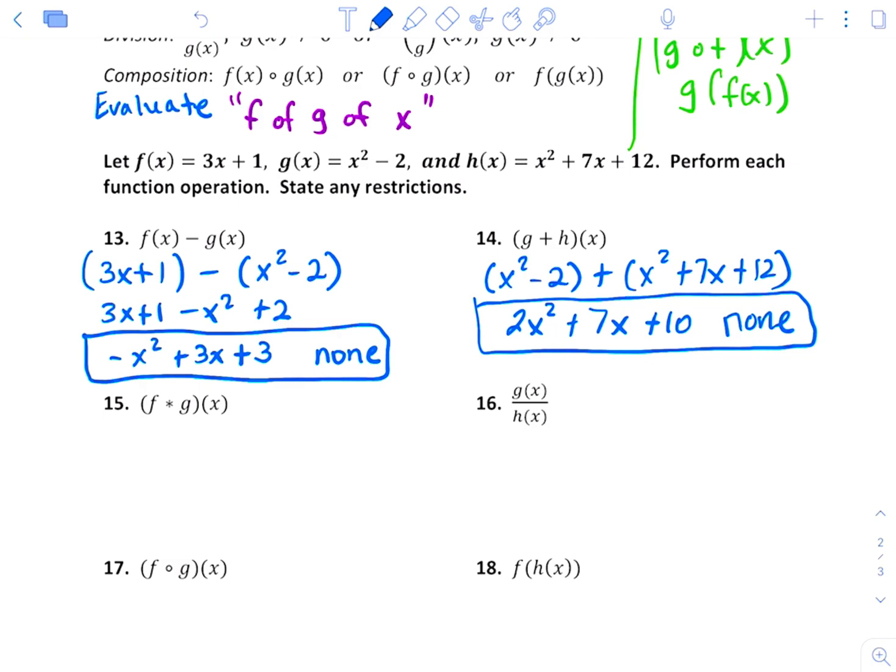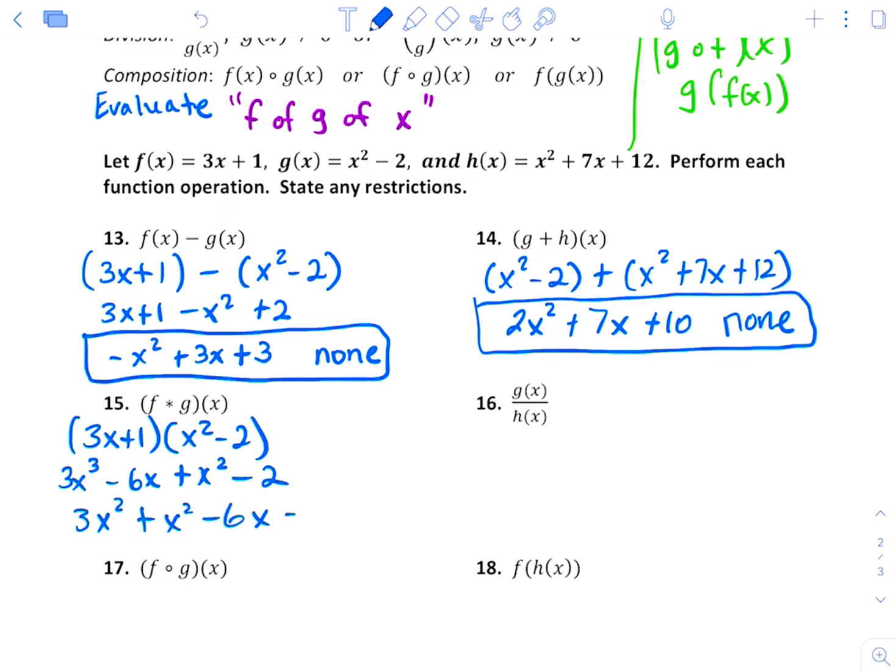So next one, we are multiplying. So 3x plus 1 times our g of x, so x squared minus 2. So I'm going to have to FOIL. So this will be 3x cubed minus 6x plus x squared minus 2. And then I do need to write it in standard form, so I have to write it from highest power to lowest power. So 3x squared plus x squared minus 6x minus 2. And again, my restriction is going to be none.